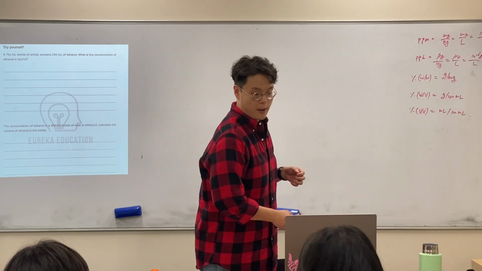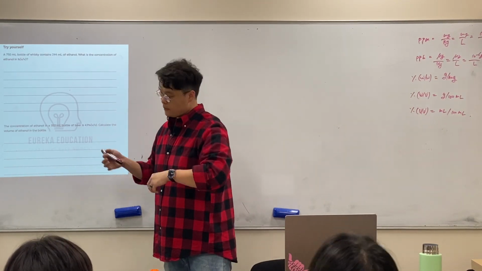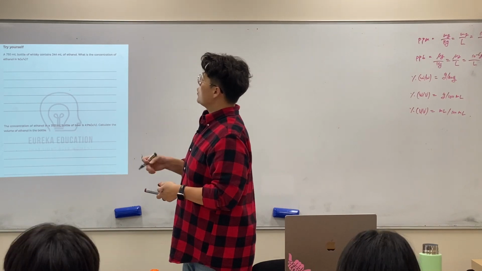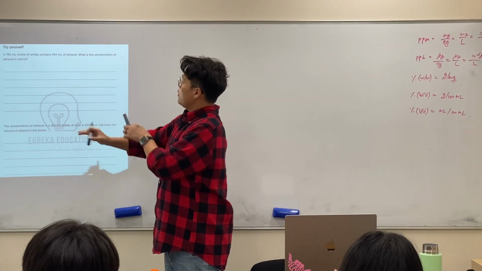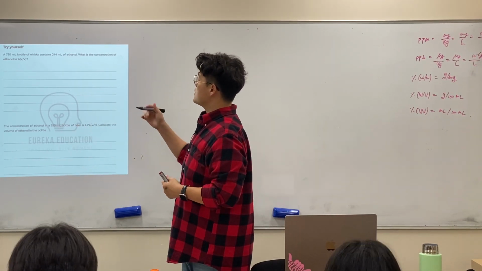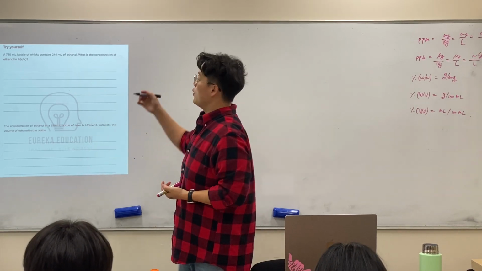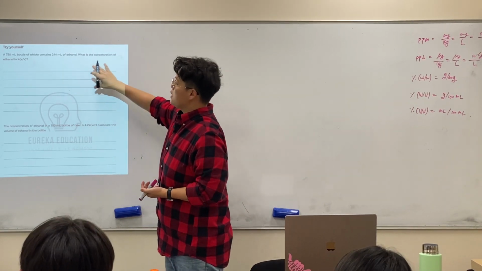Okay, let's see from the first one. A 750 mL bottle of whiskey contains 244 mL of ethanol. What is the concentration of the ethanol in percentage, volume per volume? So what we want to get from here is milliliters per 100 milliliters.